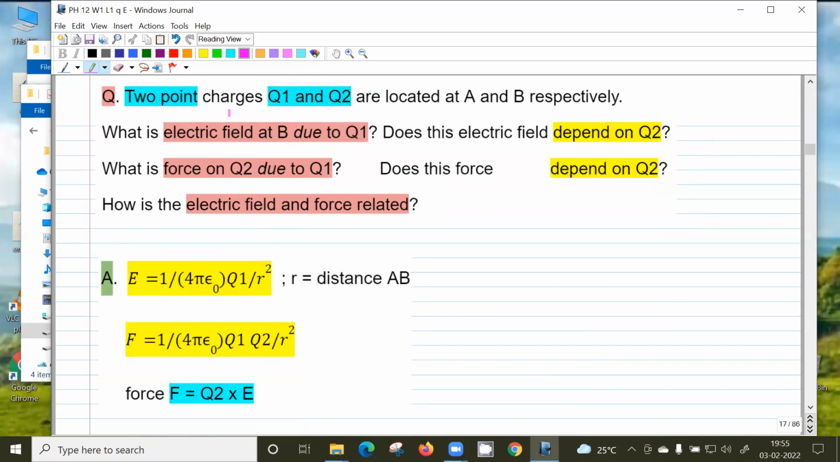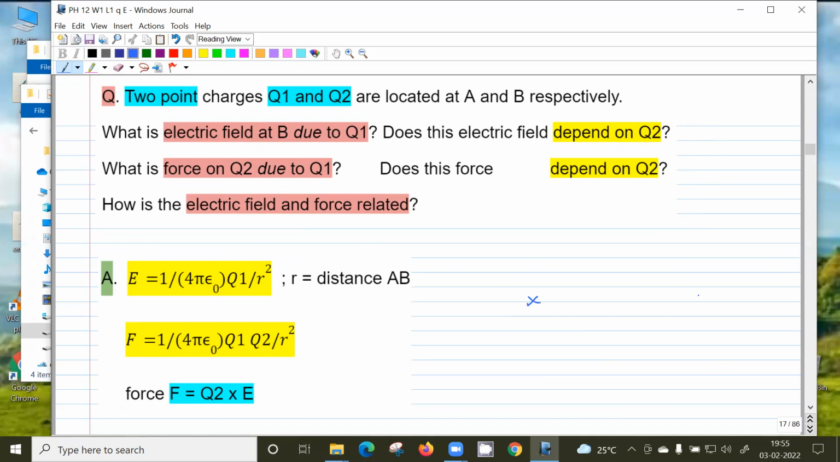Okay. So 2 point charges Q1 and Q2 are located at points A and B. What is the electric field at B due to Q1? Does this electric field depend on Q2? What is the force on Q2 due to Q1? Does this force depend on Q1, Q2? How are electric field and force related? So is the question clear?